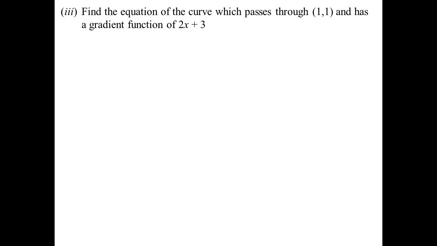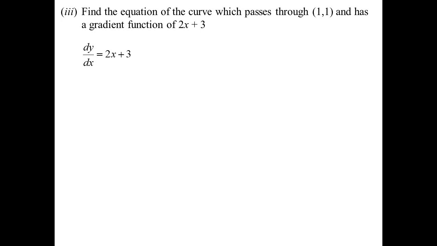We got that additional information I'm looking for. It goes through the point (1, 1). It has a gradient function of 2x plus 3. That's just a fancy way of saying the derivative. Because remember, the derivative is the function that allows you to find the gradient. So the gradient function is the derivative. So they're telling me that dy/dx is 2x plus 3.